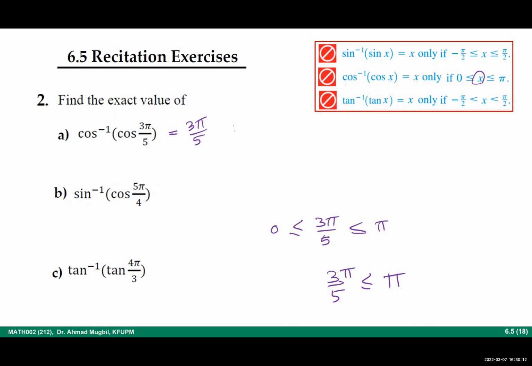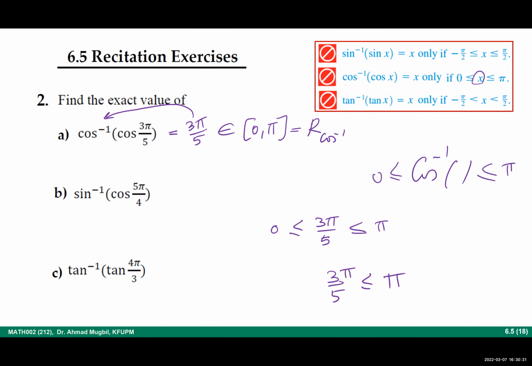How to justify your answer? This is in the interval 0 to pi, which is the range of cosine inverse. Again, as I said, this will be an output for cosine inverse. So we have cosine inverse of whatever. It should be at the end between pi and 0. Ask yourself, is the result between 0 and pi? Then you are right.